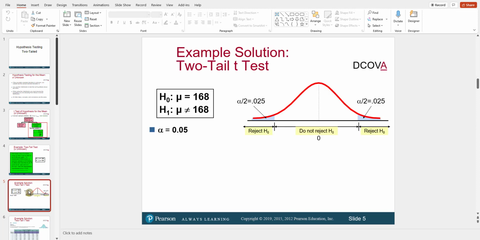So when I do this, I'm going to show you how to do it by hand using tables. I will also show you how to do it with StatCrunch, and I will also show you how to do it with my Excel template.